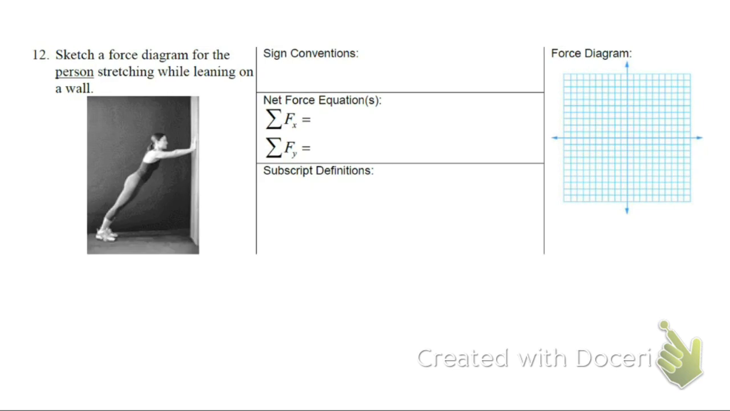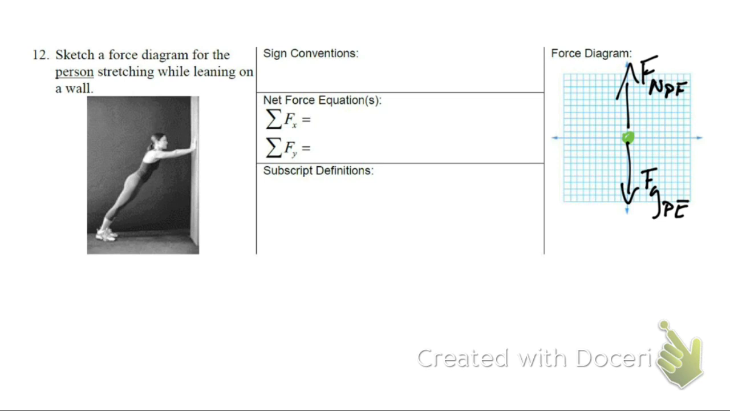All right, for the person leaning against the wall, this one is a little trickier. So we're going to have our person here, and we're going to have 4 forces, one straight down. That, of course, we know is the force of gravity on the person by the earth. And then this one will be the force of normal on the person by the floor.